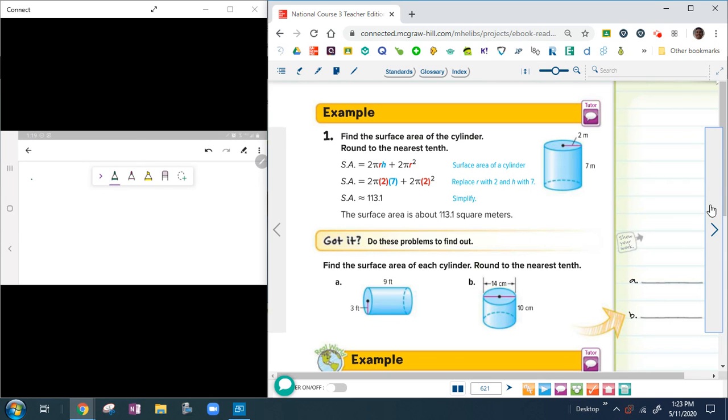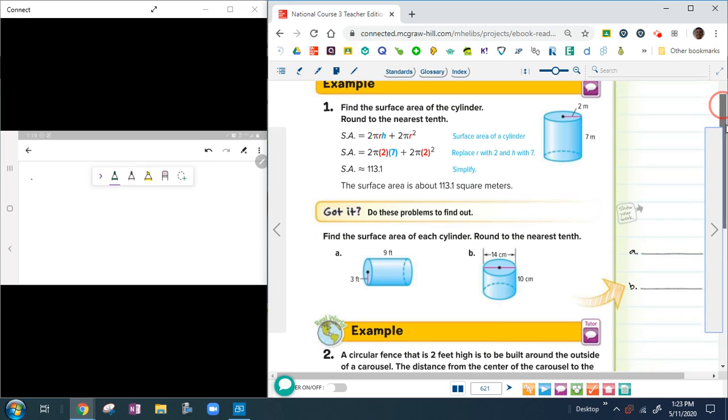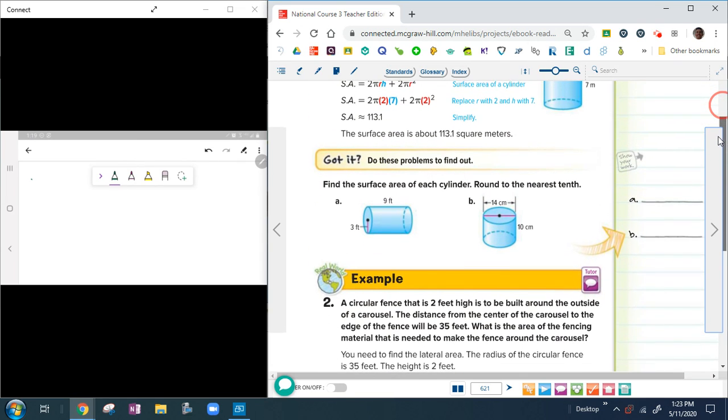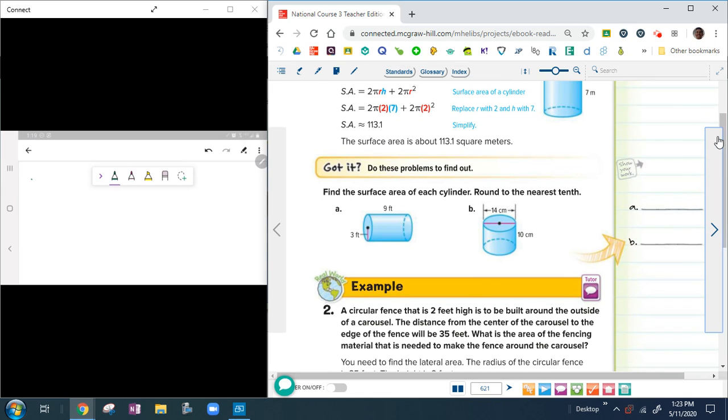You should get that answer. Go ahead and pause and try these two. All right, I'll show my work over to the left. When you unpause, you can see if you got it right. If you didn't, review it and figure out where you went wrong so you can learn from your mistakes.